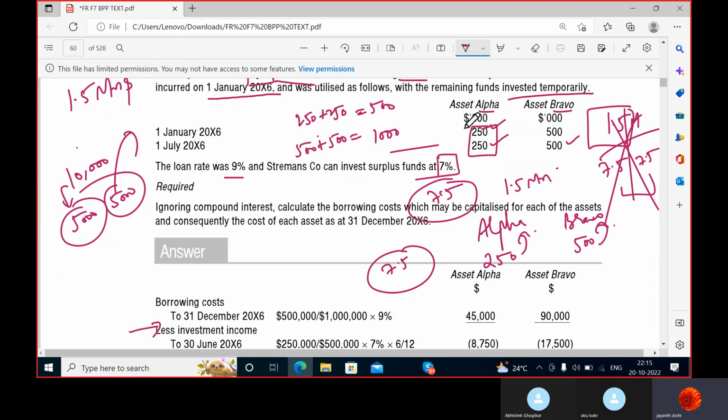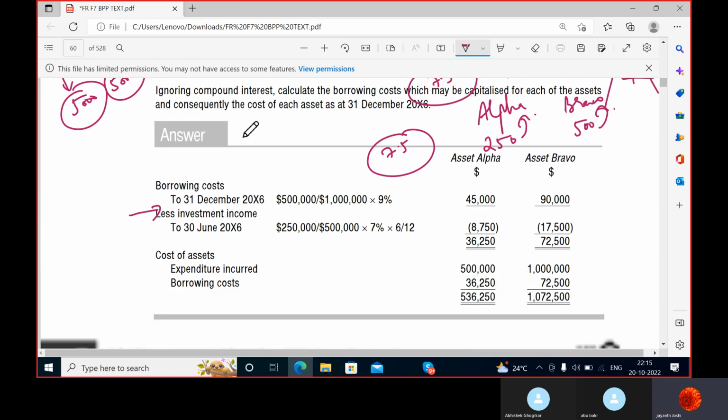So like 3 zeros, if we add to this, it becomes 500,000 and 1 million. Okay. So they'll be paying some borrowing costs. So 500 into 9% is this, and 1 million into 9% is this. Okay. So these are the borrowing costs.